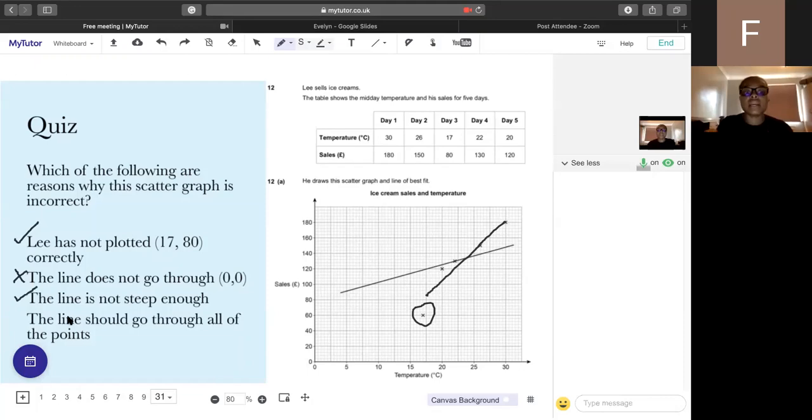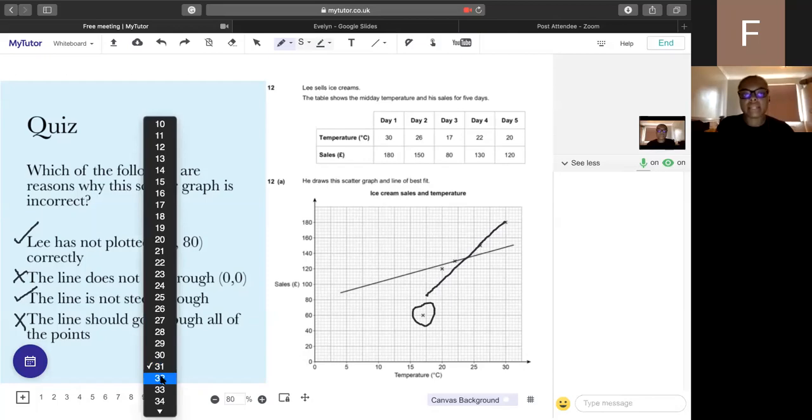Which means that the line should go through all of the points is not a reason why the graph is incorrect. With scatter diagrams, again, it's not a straight line graph. Your points will not go in an equal line. So there's no way how you can draw a straight line that goes through each and every point. But you can draw a straight line that is very close to all of your points.